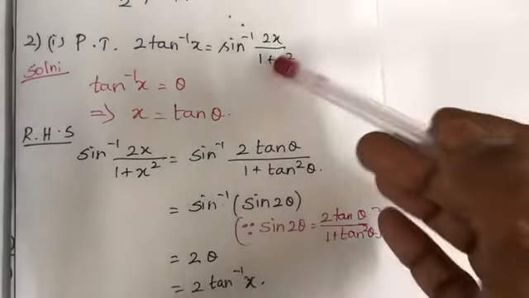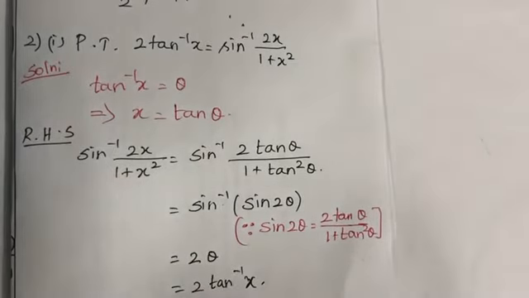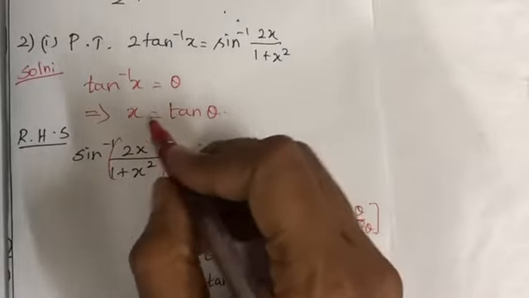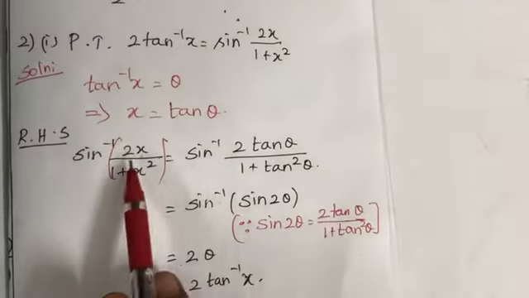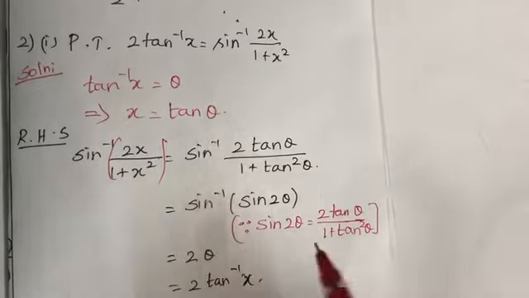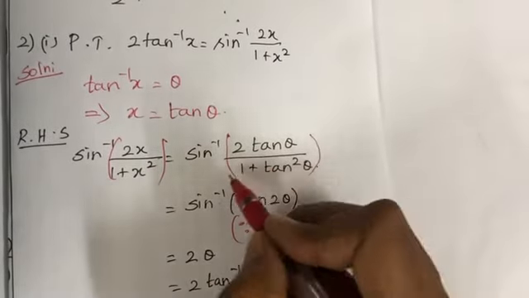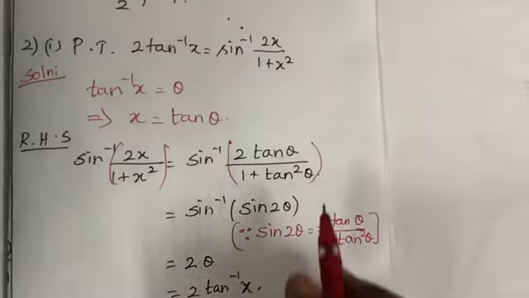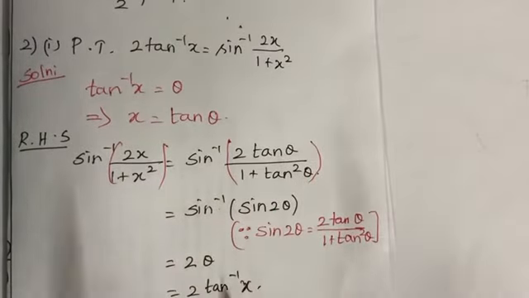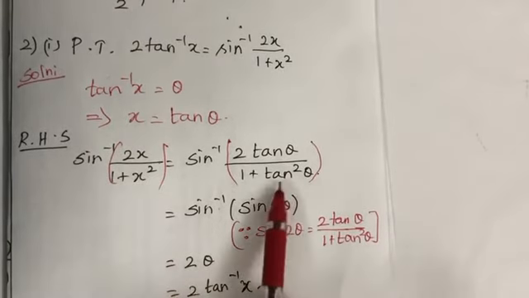Now, let's take the right hand side. Sin inverse of 2x by 1 plus x square. But here we have tan theta as x. So, instead of this x, I am going to substitute tan theta. So, sin inverse of 2 tan theta divided by 1 plus tan square theta.